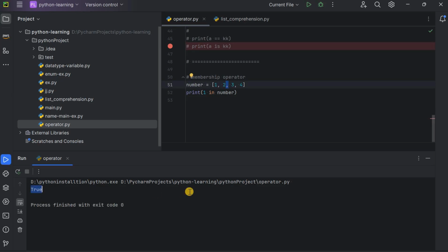So guys, this is the overall video of the Python operators.